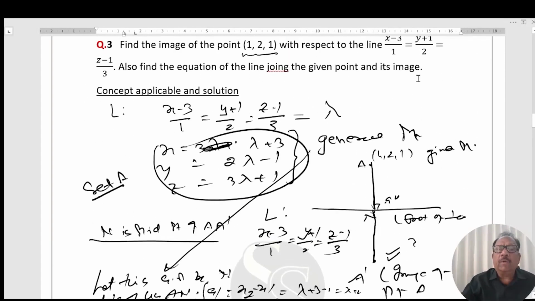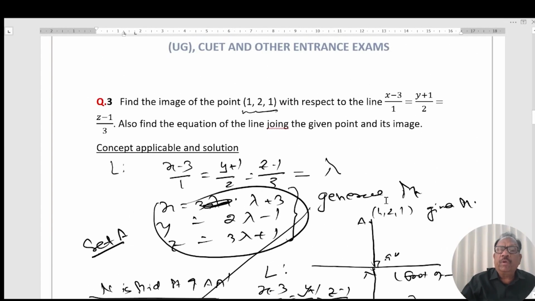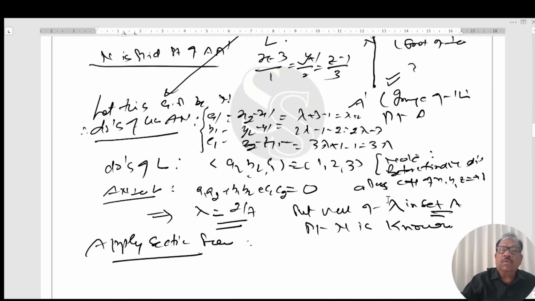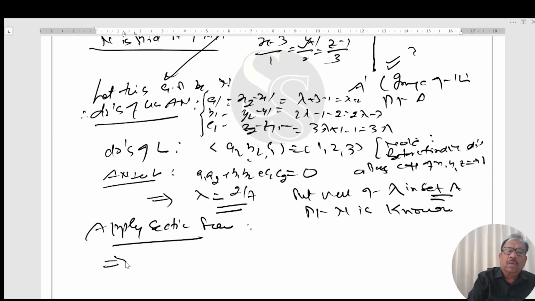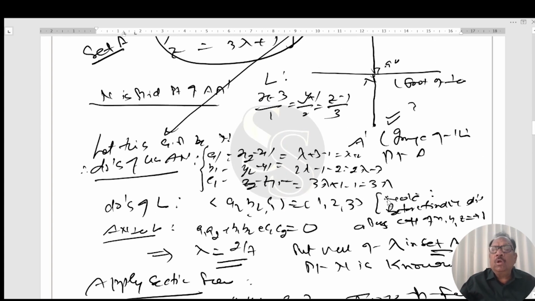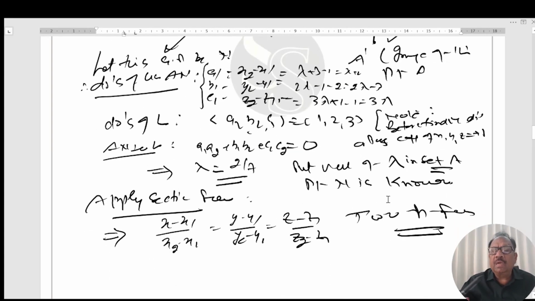Now, what is our requirement? Our requirement is to find the equation of the line joining the two points, the image and the given point. We can find the equation of the line using this concept: x minus x1 upon x2 minus x1, y minus y1 upon y2 minus y1, equal to z minus z1 upon z2 minus z1. This is the two-point form, right?